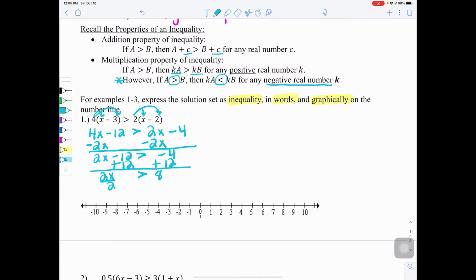And then I'm dividing by 2, but that's a positive 2. So again, no need to switch my symbol. So I have x is greater than 4. So there's my inequality. Now I need to write it in words. That would be x is greater than 4. And then I need to graph it. So you know when you're graphing an inequality, you have to think about if that number is included or not. The 4 is not included because it's only greater than. So to show that, I'm going to make an open circle on 4. X is greater, so I'm going to shade where the numbers are greater or larger than 4. That would be to the right.